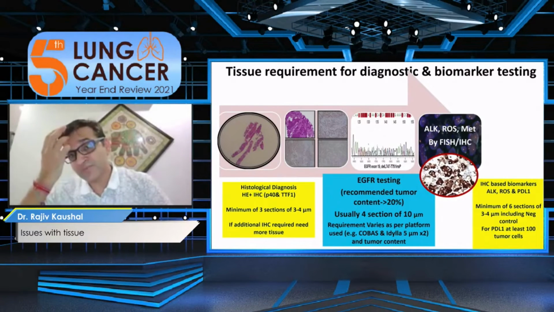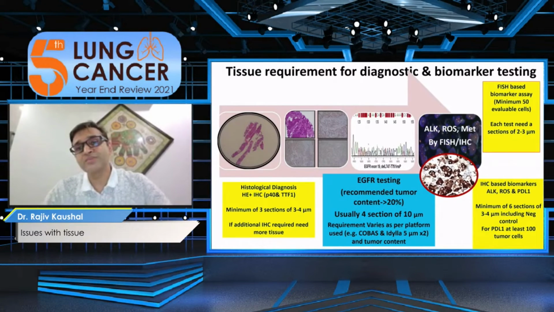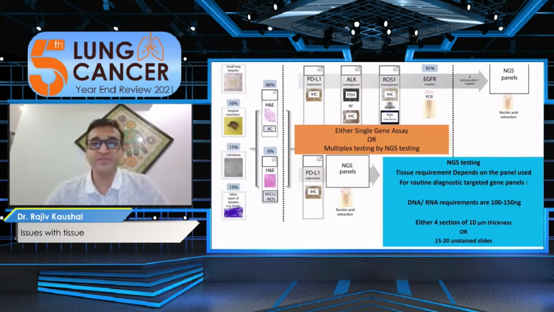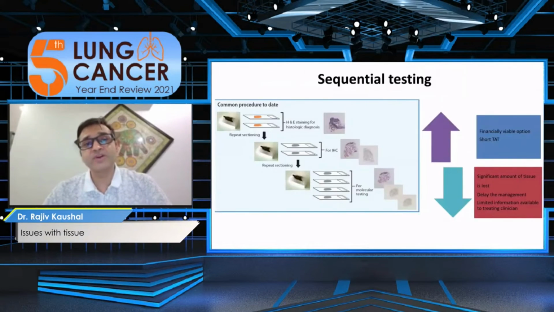Further requirement of the tissue can vary depending on whether you are doing IHC-based biomarkers or FISH-based biomarkers. For IHC-based markers, 6 sections of 3 to 4 micron are required, and a minimum of 50 cells should be there for FISH-based analysis. And if you are going for an NGS-based test, then again, similar to the EGFR-based assay, you need a minimum of 4 sections of 10 micron thickness, considering that the tumor has at least 20% tumor content.